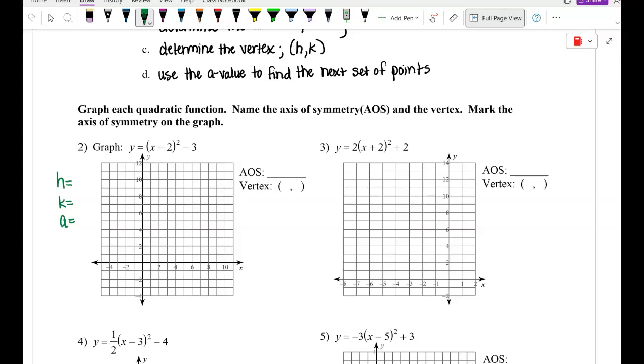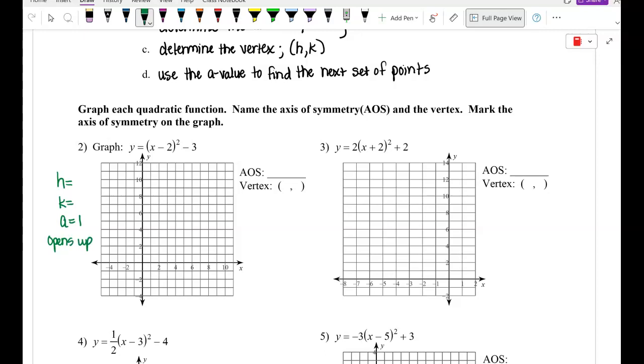So let's start with a, because this is going to tell me if my function opens up or down. What is the value of a in this particular equation? 1. There's no number in front of the parentheses, which tells us that it's a 1. So in this case, a equals 1. If a equals 1, is my function going to open up or down? Up. It's a positive, so that means we know that our parabola is going to open up.